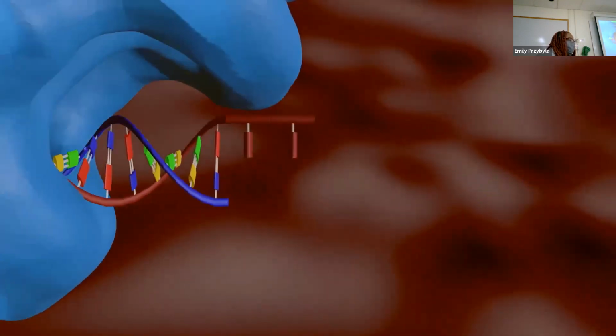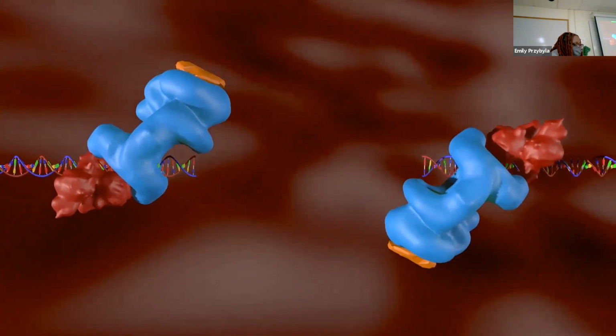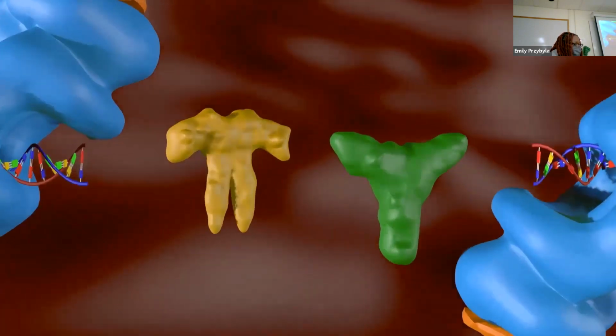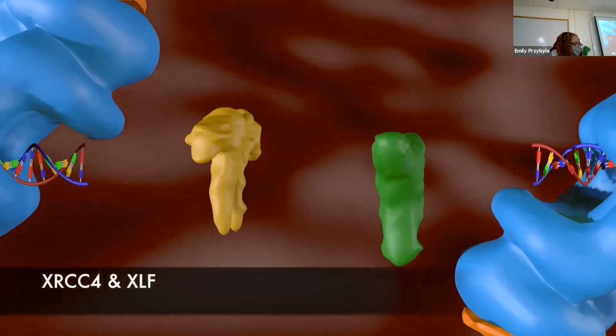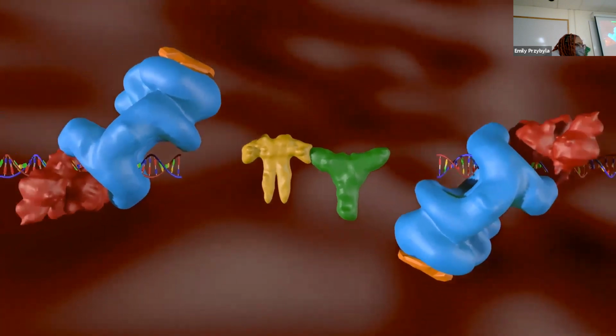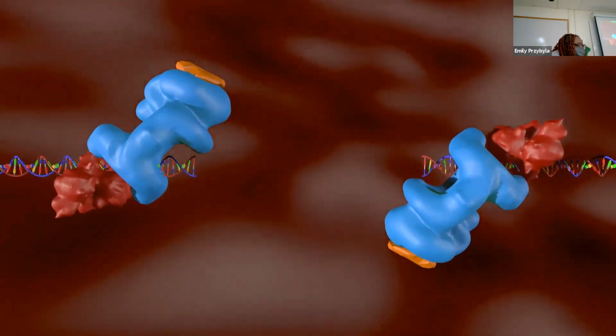In general, the process is little to no end processing. However, a small subset of breaks requires it for accurate repair. Two structurally similar proteins are recruited, XLCC4 and XLF. Their heads contain highly conserved regions which interact, creating a scaffold that forms a bridge between the DNA strands.